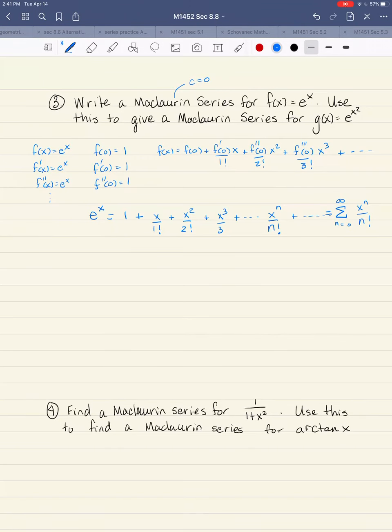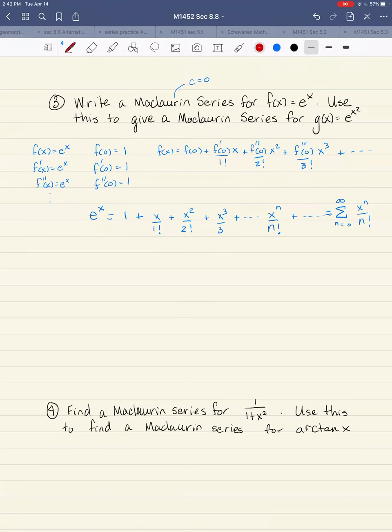Now, on its interval of convergence, we can do term-by-term substitution. So if I wanted to approximate the value of e squared, I just put a 2 in here, and I can get a rough approximation of e squared. If I wanted to know what e to the square root of x looks like, I replace each x with the square root of x, and so on.